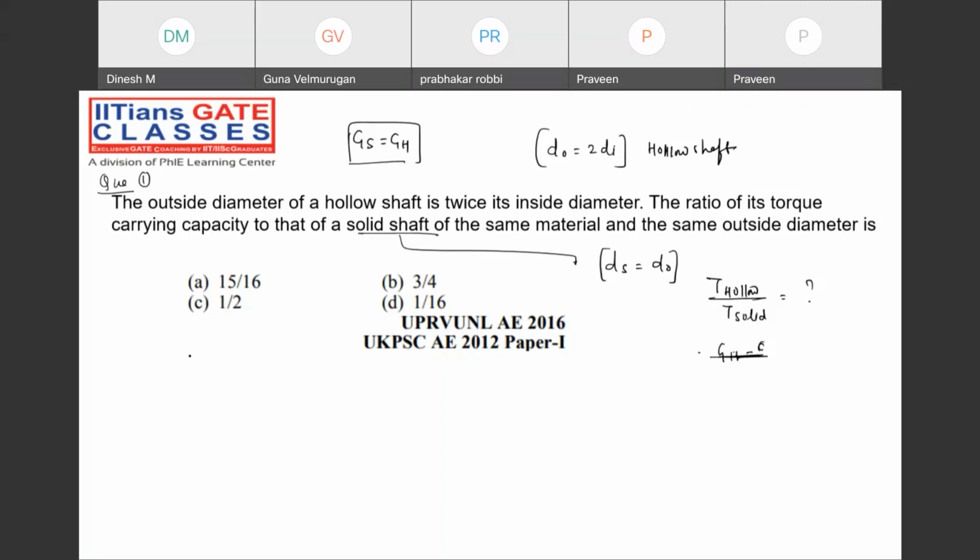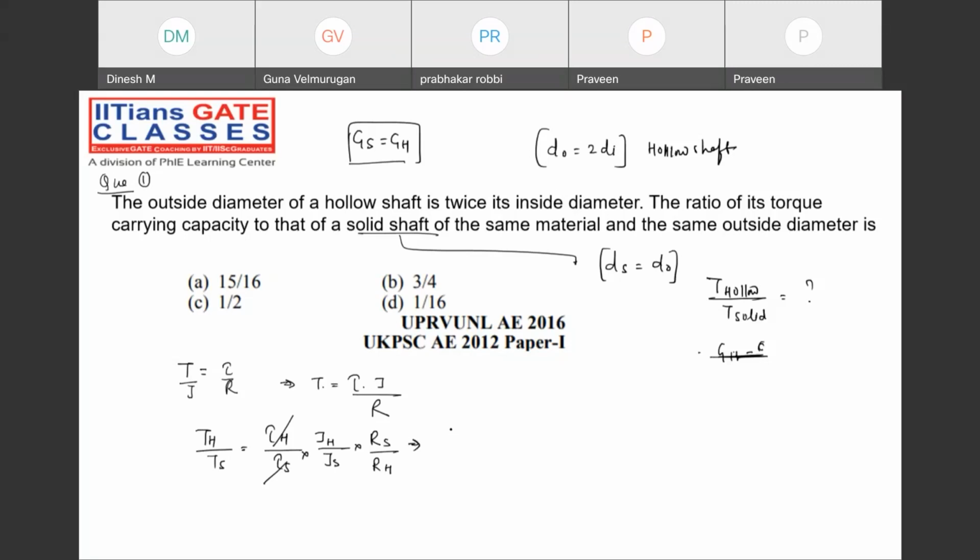See, I can give one hint. T is equal to what? T by J equal to tau by R. So from here you can calculate T will be equal to tau times J by R. So T for hollow shaft to T for solid shaft will be tau for hollow, tau for solid, J for hollow, J for solid, R for solid, R for hollow. Tau is same because they both are made up of same material. That is the one thing you got to know.